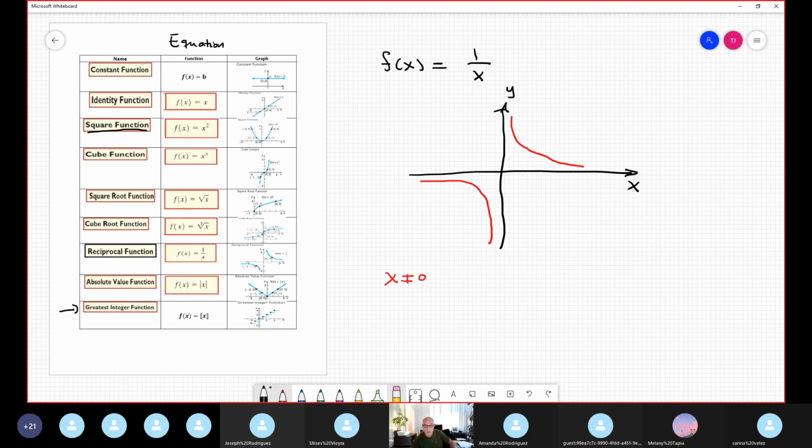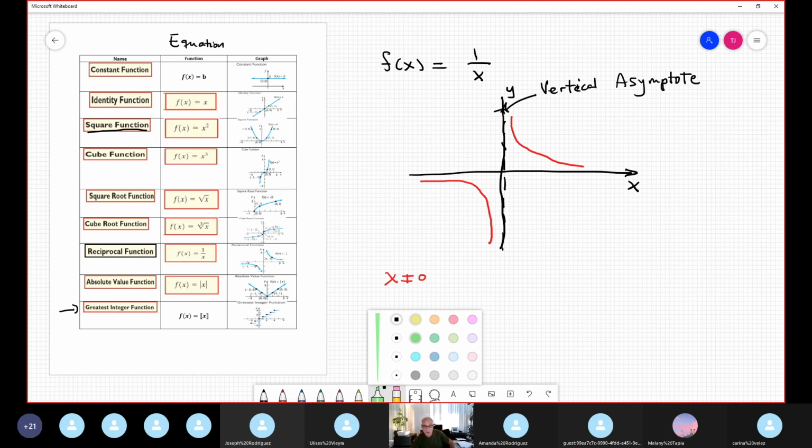In this case, we have something called a vertical asymptote. But don't worry about the vertical asymptote, because in chapter 3 we study the asymptote. Basically, the only point that is undefined is zero. The rest is okay. So the domain is all real numbers, all real numbers except zero.